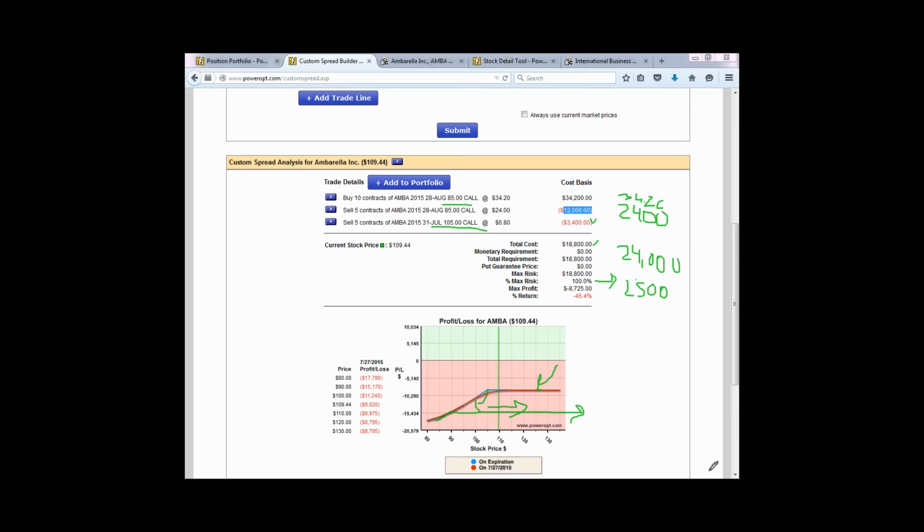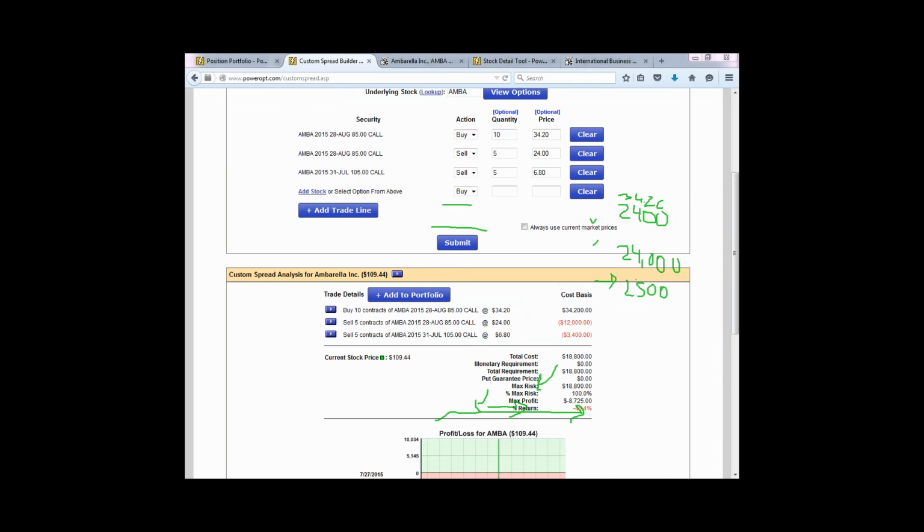Okay, that's what's going to happen, and that's where you run into the risk. Could we go back to this 105 call and now say, okay, well, the stock's at 109. We've sold the in-the-money call, which I don't want to do. Let's go back to the 115.